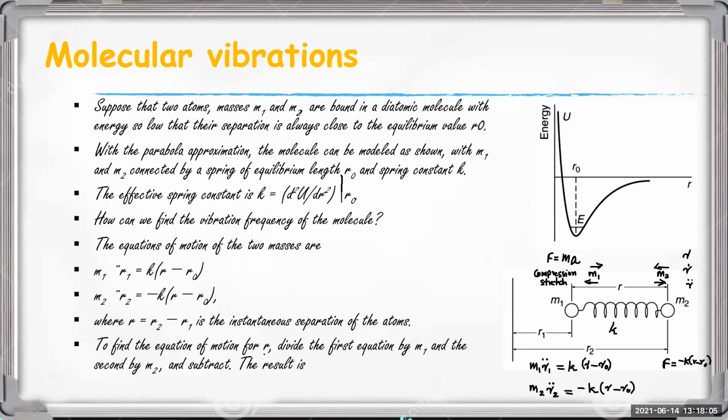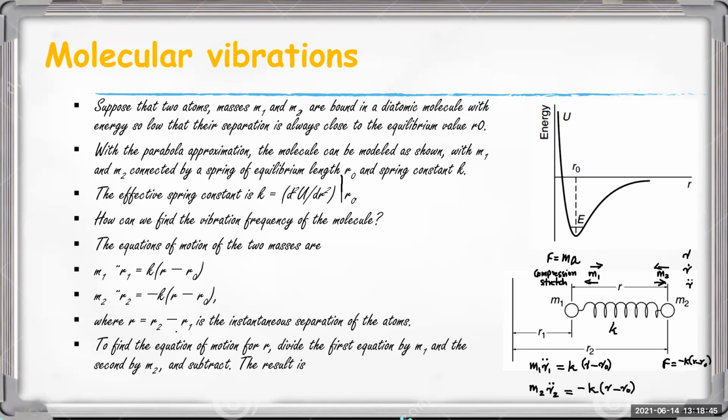So to find the equation of motion for r, divide the first equation by m1 and the second equation by m2. Okay, then subtract. We know that r is equal to r2 minus r1.